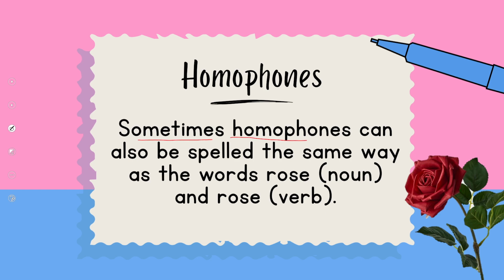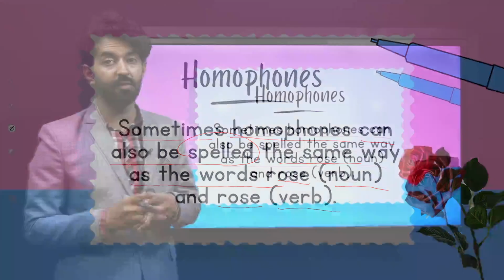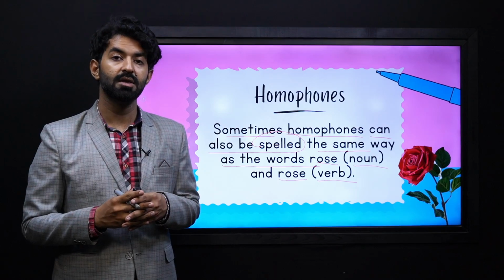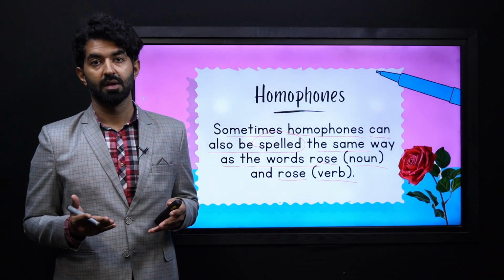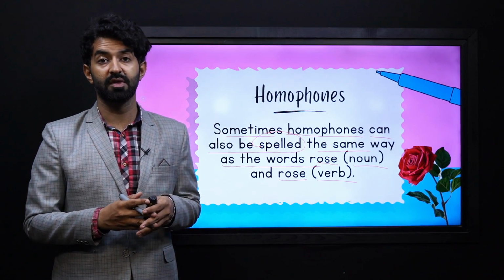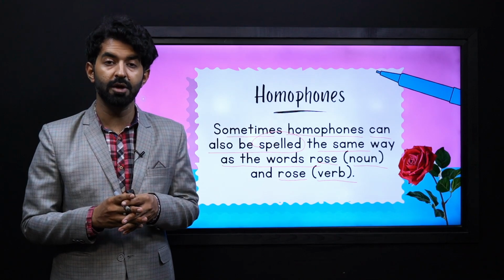Sometimes homophones can also be spelled the same way. For example, the word rose, which is a noun, and the word rose, which is a verb. One is a noun and the other is a verb. They have different meanings. They sound the same, but there is an exception that these two are also spelled the same. So what did we learn about homophones? An exception is that they may have the same spellings. Whether they have the same spellings or not, all of them will be called homophones.